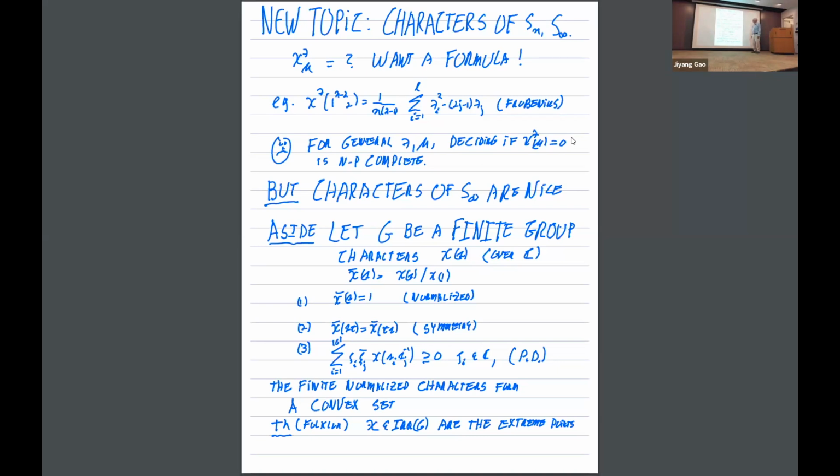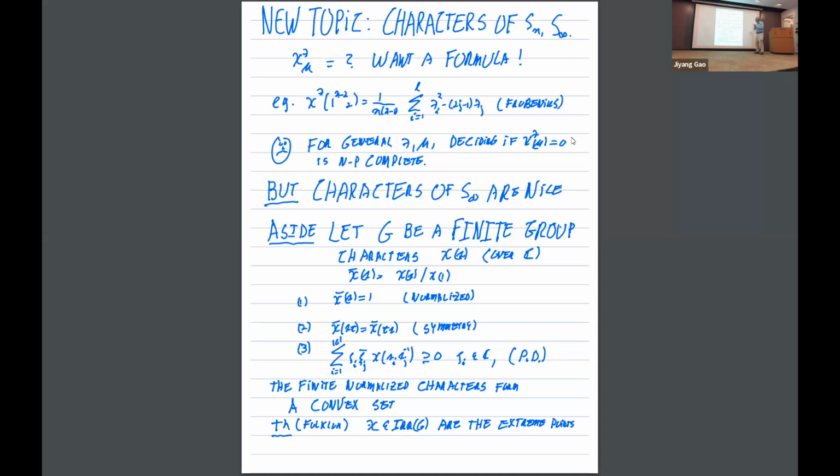goes to 1. And the second thing is they're symmetric. They're class functions. Chi bar of ST is the same as chi bar of TS. And the third thing, maybe a little less familiar, is that the matrix is positive definite. That is, look at chi bar of SI SJ inverse, and multiply it by any complex numbers of this sort. That's bigger than or equal to 0, so that matrix is positive definite.